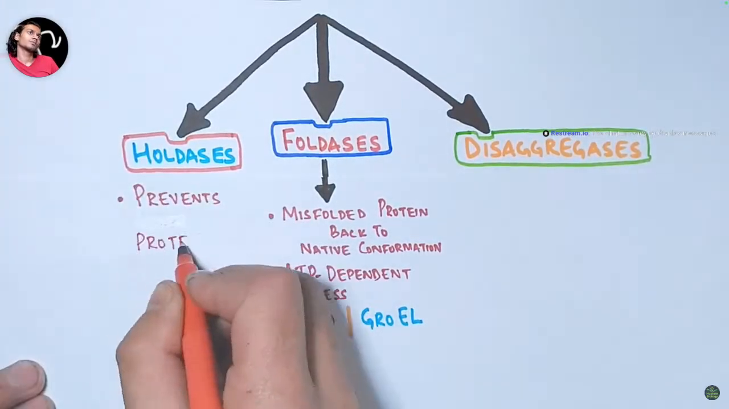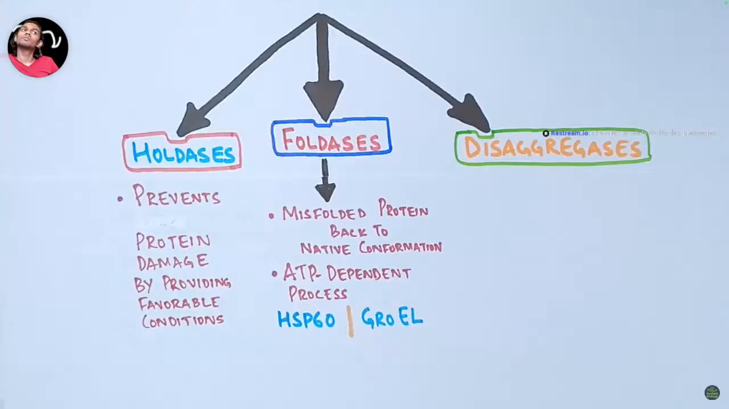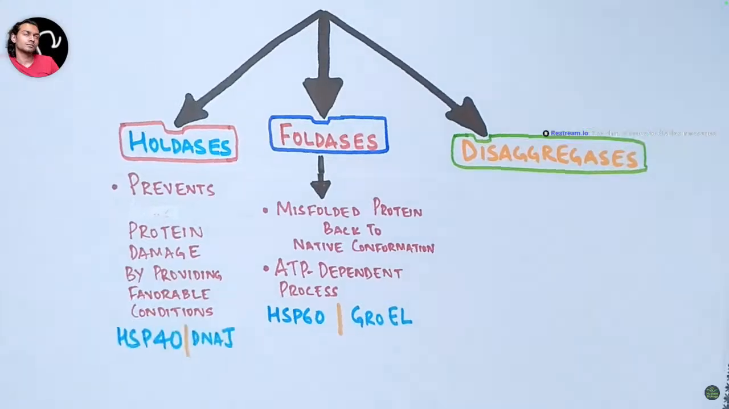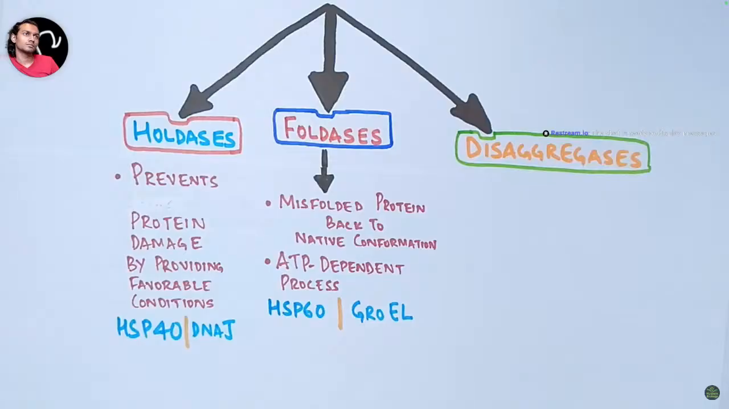Then another class is holdases. They prevent protein damage by providing favorable conditions. Unlike foldases, these holdases do not fold the protein or correct the misfolded protein, but they protect the protein. When favorable conditions arrive again, the holdases supply the protein back to the foldases for the folding process.